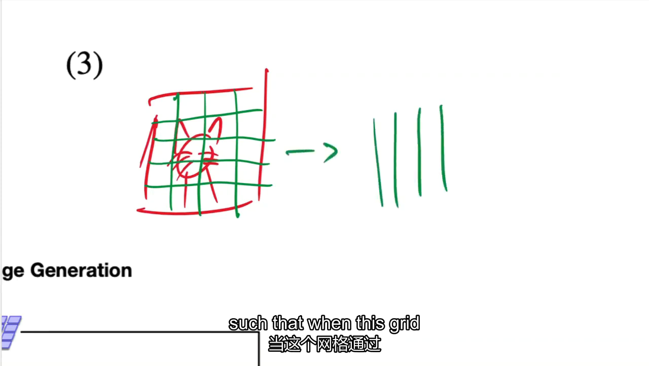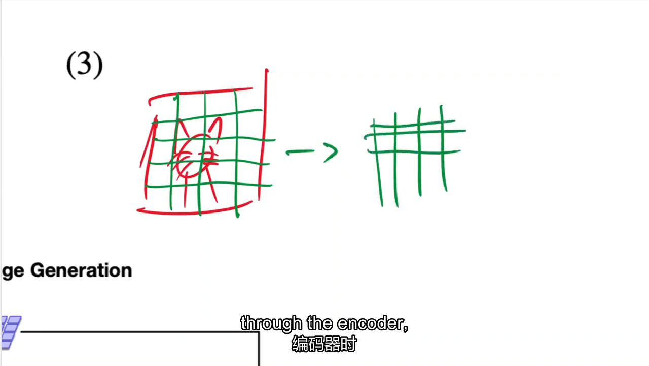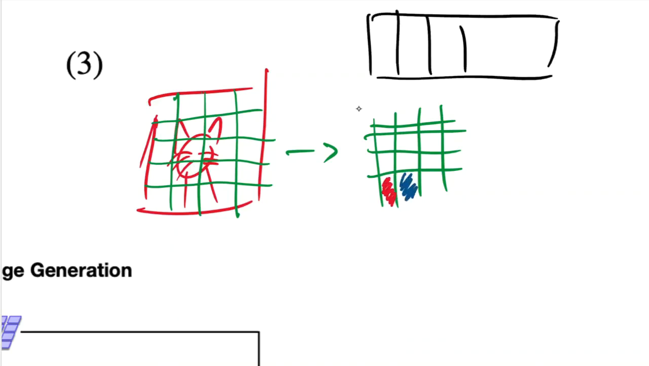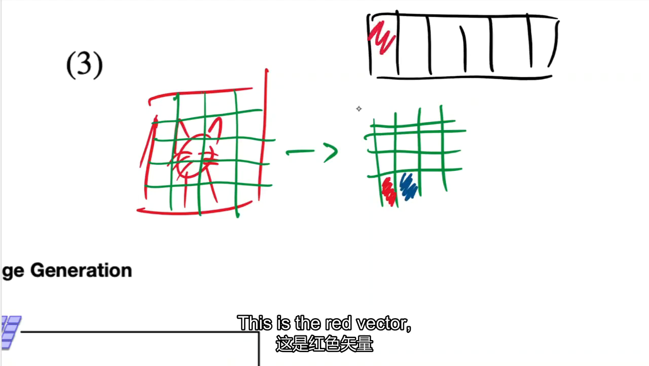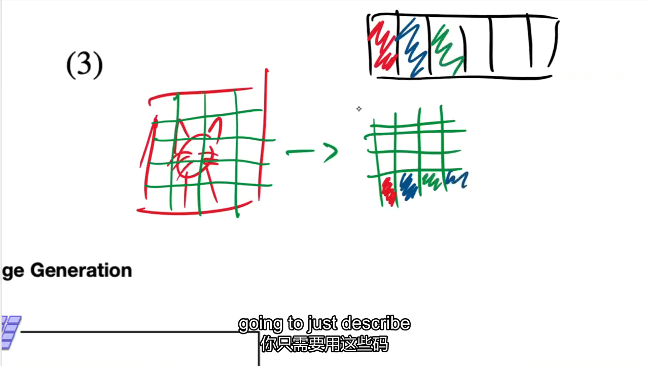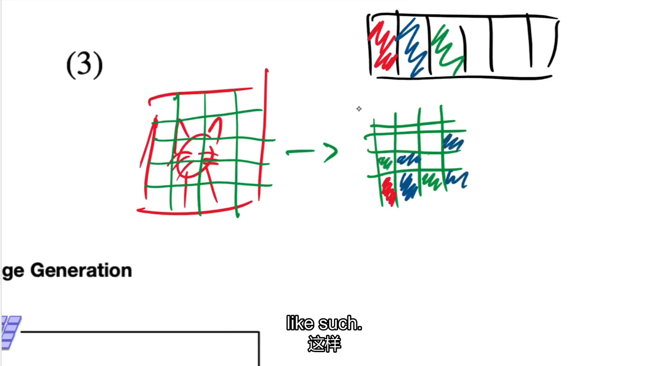And then you're going to make an encoder such that when this grid is through the encoder, this thing here corresponds to one of the code vectors, and this thing here corresponds to another one. So you have your big vocabulary right here, right? And this is the red vector, this is the blue vector, this is the green vector, and you're going to just describe the image regions with these codebook vectors, like such.